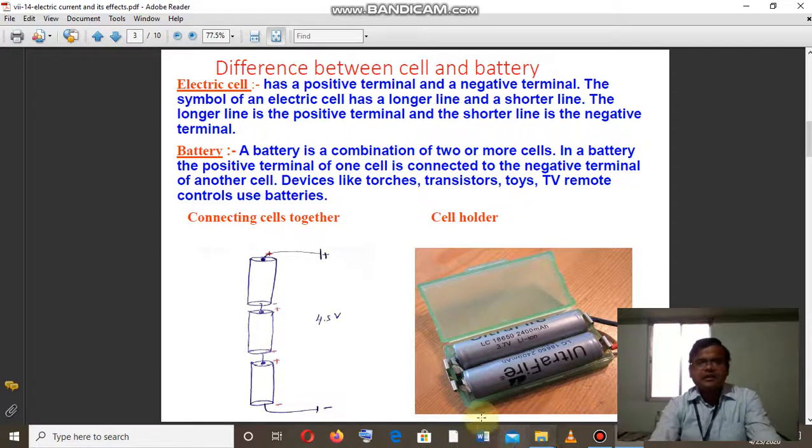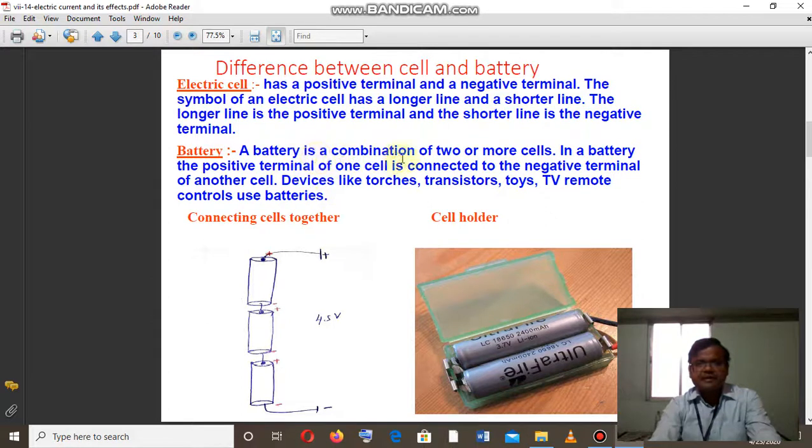Next, let us learn the difference between a cell and battery. Electric cell has a positive terminal and a negative terminal. The symbol of electric cell has a longer line and shorter line. The longer line is the positive terminal and the shorter line is the negative terminal.